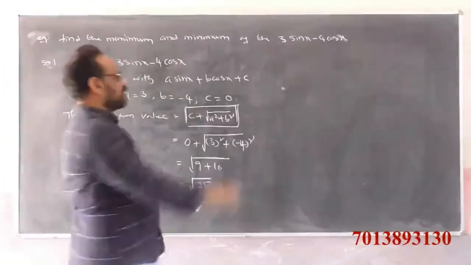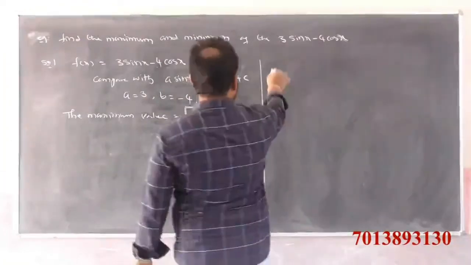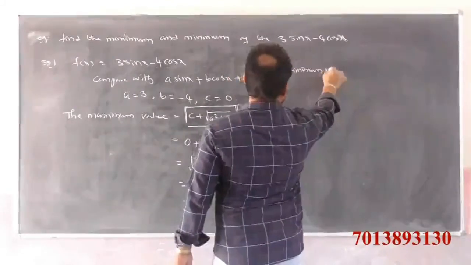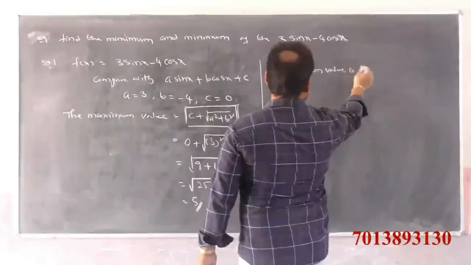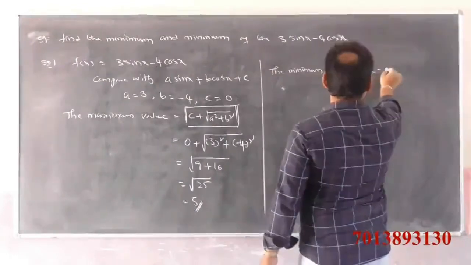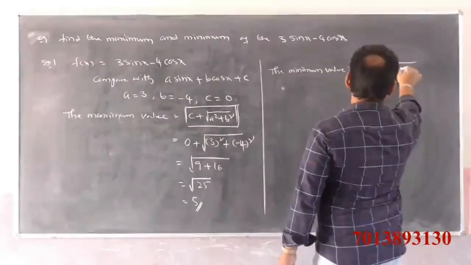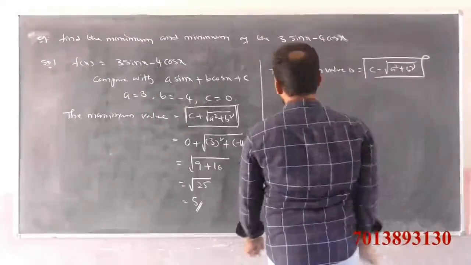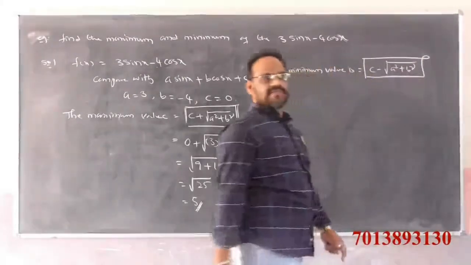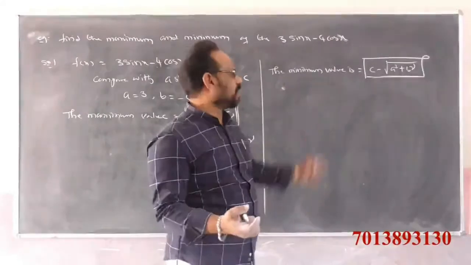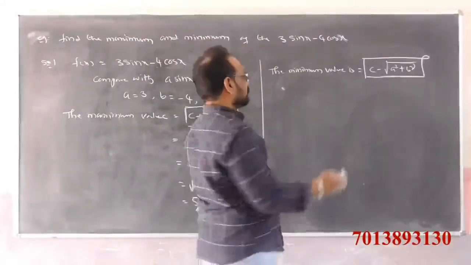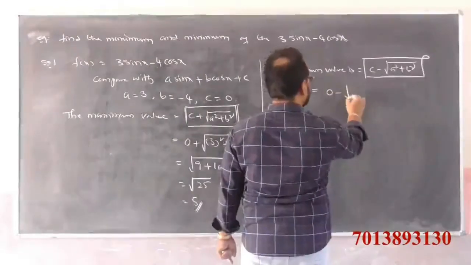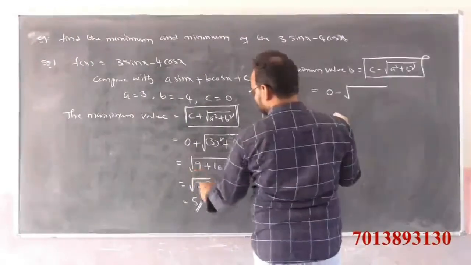And we want the minimum value also. The minimum value, the formula is c minus square root of a square plus b square. Find the value of the minimum value. So the minimum value is equal to 0 minus square root of a square plus b square. Here what is the value?